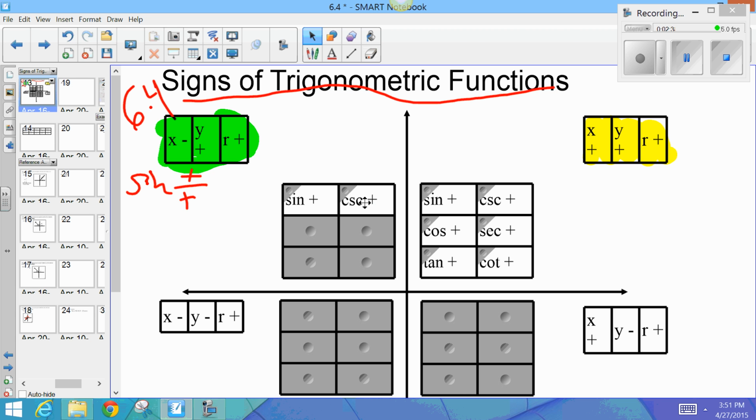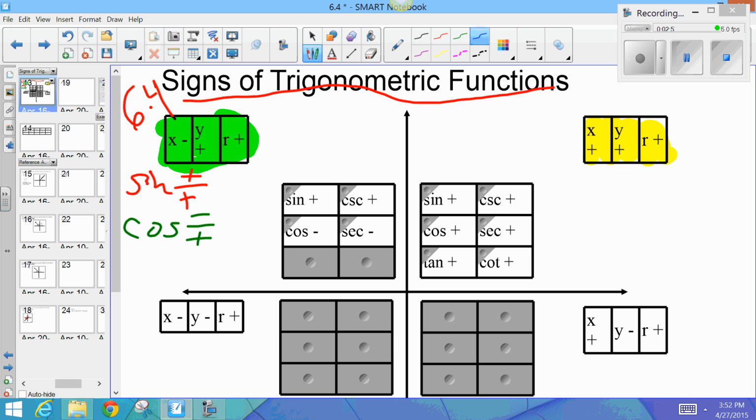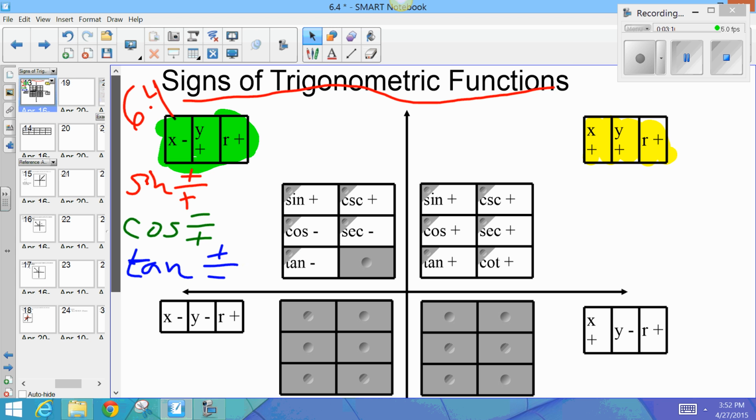Cosine is x over r, so that's going to be negative divided by a positive. So a negative divided by a positive is a negative, and then so will its reciprocal be negative. And then tangent is y over x, so that's positive divided by negative, which is a negative, so tangent is negative in quadrant 2, and so is its reciprocal.